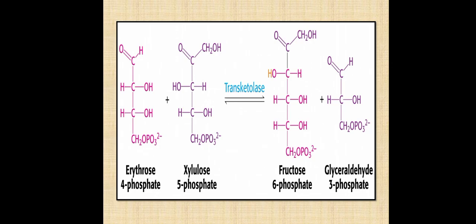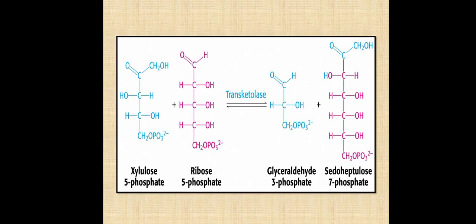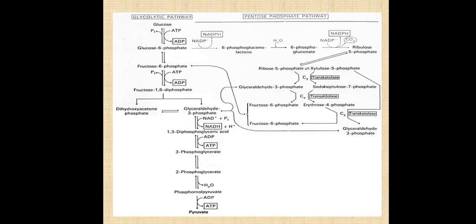Then from this erythrose 4 phosphate and the xylulose 5 phosphate, here is the pathway where we can observe how a shunt is formed in between the glycolytic pathway and the pentose phosphate pathway.